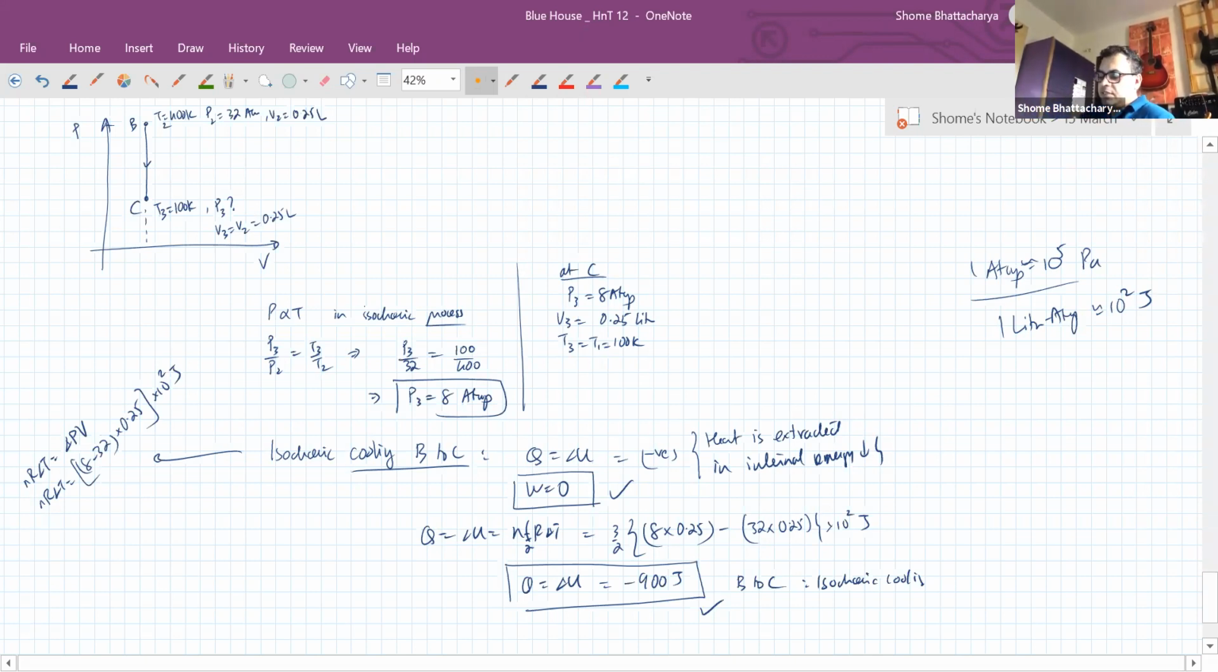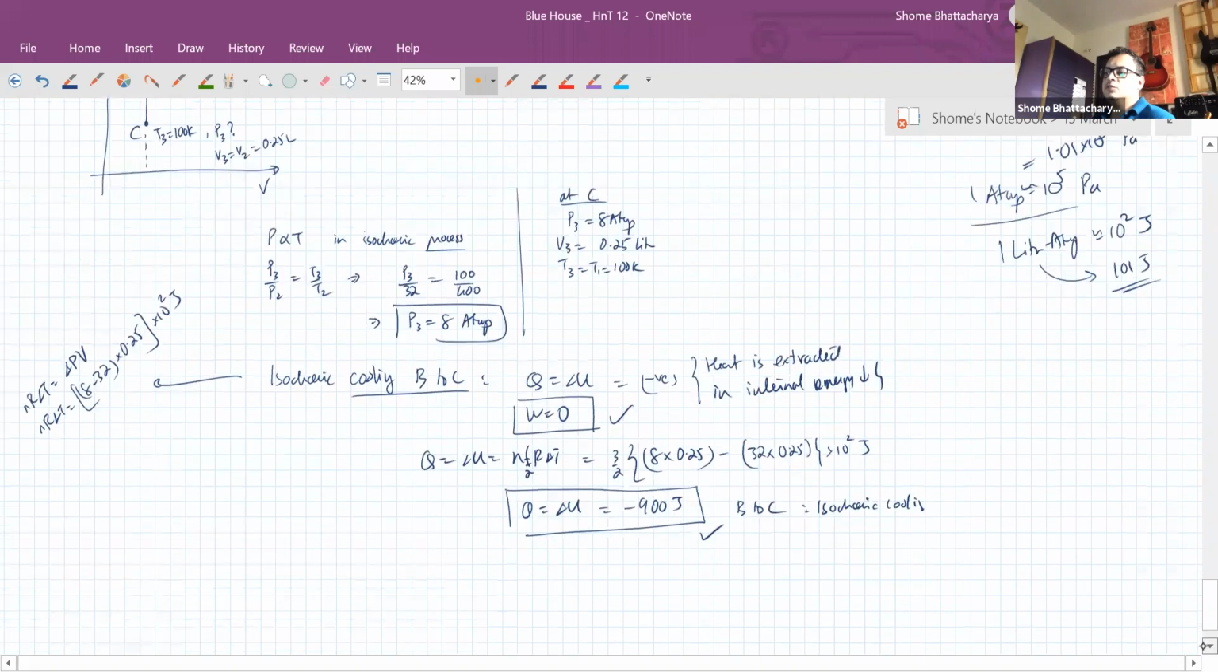Okay, so these are a couple of examples of the standard type of processes where you have to use the formula of the standard processes. Yeah, that's correct. That is a more correct value actually. One atmosphere is 1.01 into 10 raised to the power 5 pascals. So the more correct value of this is 101 joules. Okay, so this is as far as the standard processes are concerned.